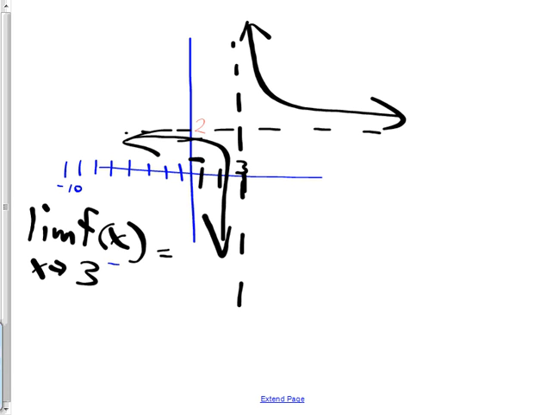Okay, that's approaching the 3 from the negatives. Now, if I approach the 3 from the negatives, that means I'm getting closer and closer to the 3, coming from over here. You're going to end up jumping onto one of these tracks. It's like they're little railroad tracks.